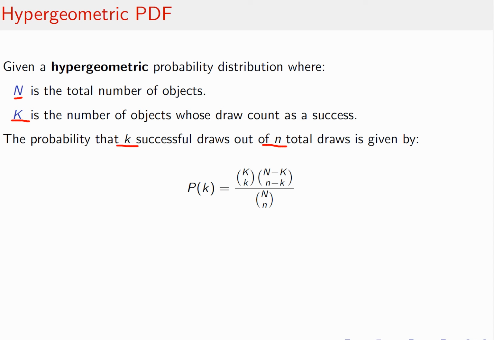Okay, and the probability that lowercase k successful draws, out of lowercase n total draws. Well, how many draws am I making? Well, in a poker hand, n is 5. In this particular kind of game, like with spades or hearts or bridge, n is 13. That's how many cards you're getting into your hand. And then k is the number of those that are successes. Okay, and in this criteria, hearts was the success. And this is the PDF for a general hypergeometric probability density function.